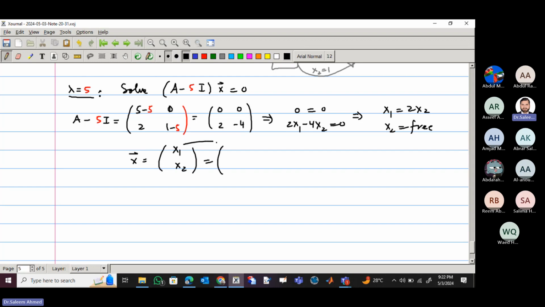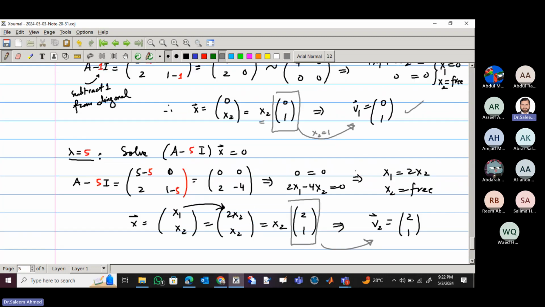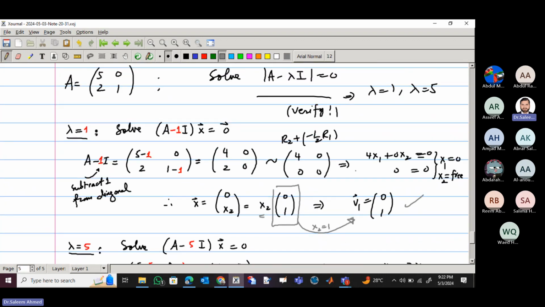So your x1 is 2x2, right? And x2 is free, so it is x2. Take x2 as common, you got 2, 1. So the second eigenvector is just 2, 1. Just pick this one, right? So this is your second eigenvector. So that's how you can find eigenvalues and eigenvectors.